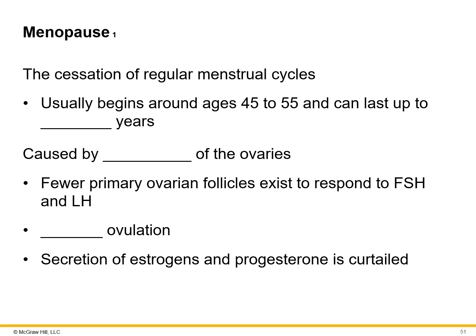So you have fewer primary ovarian follicles that exist to respond to FSH and LH. At this point, you're having no ovulation, and then the secretion of your hormones, such as estrogens and progesterones, is going to be curtailed or start to decrease because you're not having that ovulation. Menopause is considered complete after 1 year of no cycles.